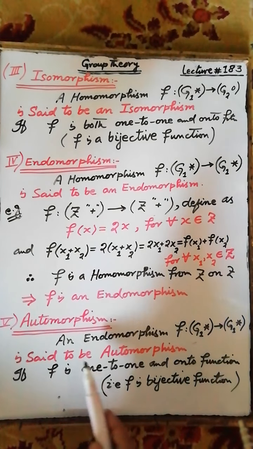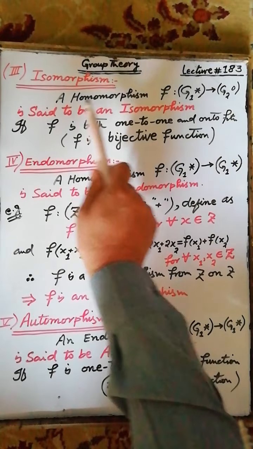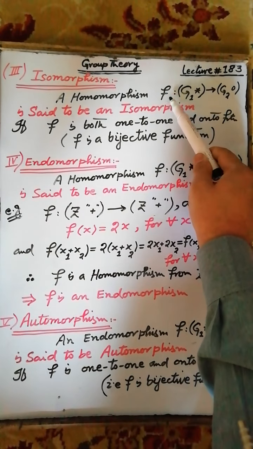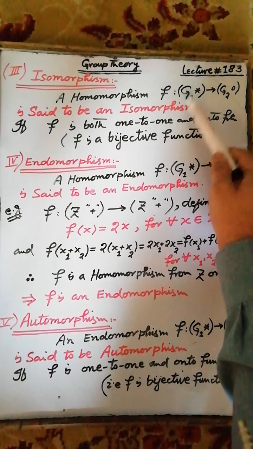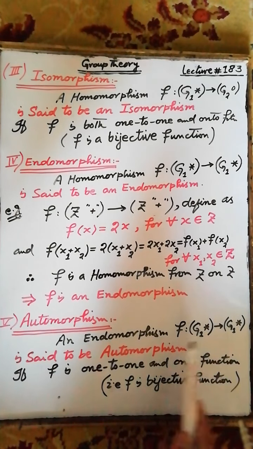The difference between automorphism and isomorphism is that an isomorphism is a bijective function from the group G1 to another group G2, and an automorphism is a bijective function from the group G1 to itself.